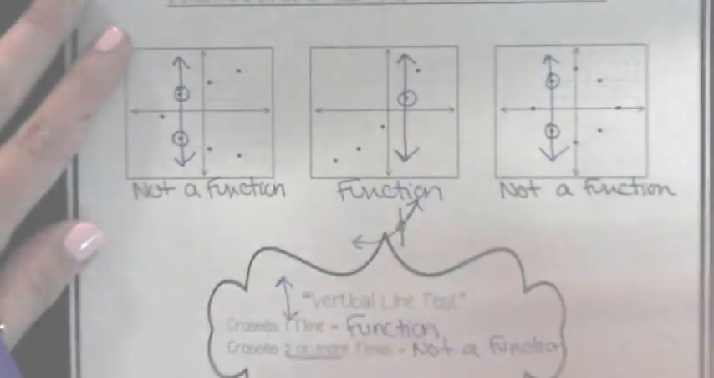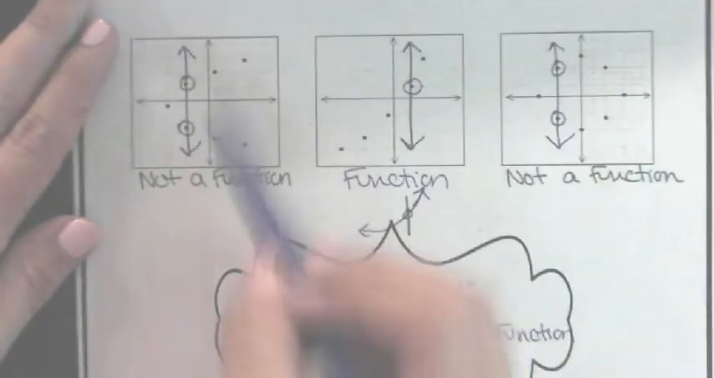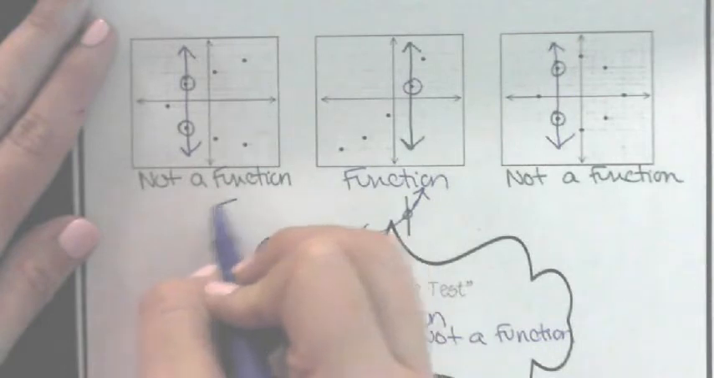Okay, if you have something like this one that's continuous instead of just the specific points, it might look something like this.